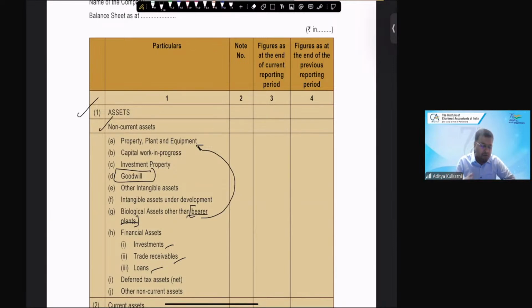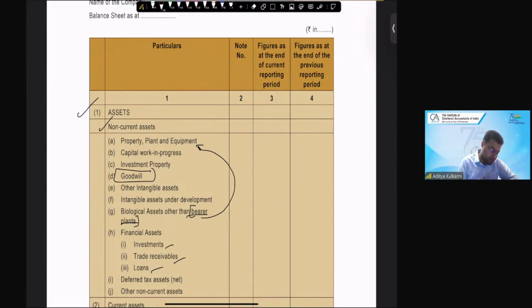If you look at the definition of property, plant, and equipment, bearer plants goes and sits in property, plant, and equipment. You recollect Ind AS 16? Yes, sir. So Ind AS 16 includes bearer plants in property, plant, and equipment. That is why when we talk about biological assets, this is other than bearer plants. For example, you have a poultry farm, you have a dairy farm. So these are all biological assets, right? They are living assets that you are owning for the purpose of furtherance of your business. So they will be disclosed separately, but bearer plants goes and sits in your property, plant, and equipment.